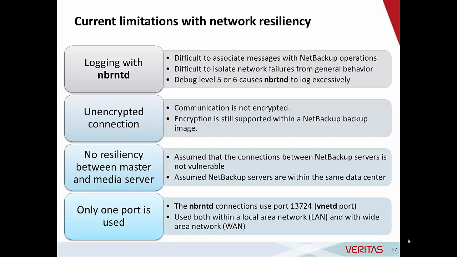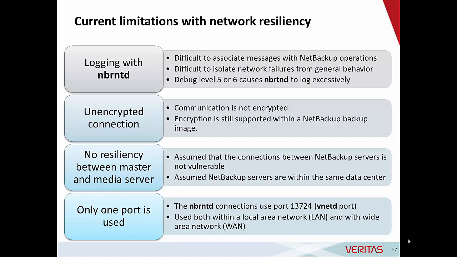This slide shows some other considerations when it comes to network resiliency. Be careful about setting excessively high debug levels on the NBRNTD process, which is the one that's used for resilient networks, because it can cause excessive amounts of logging. Remember that network resiliency does not include encryption. Now, encryption is still possible using any of the encryption settings that NetBackup supports, but just remember it's not something that's automatic and built into the resiliency feature, even though it is a feature that targets WAN, and encryption is often desired across a WAN.